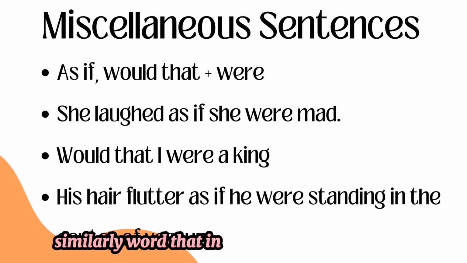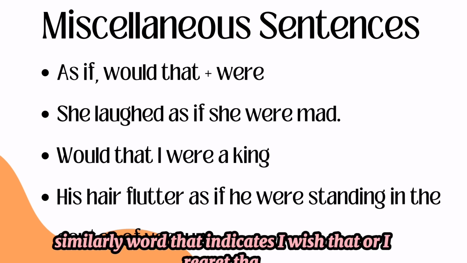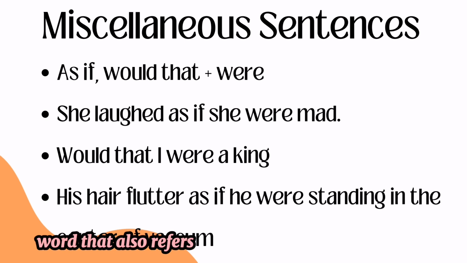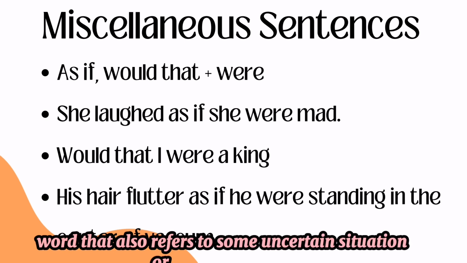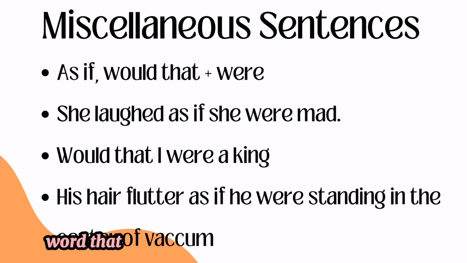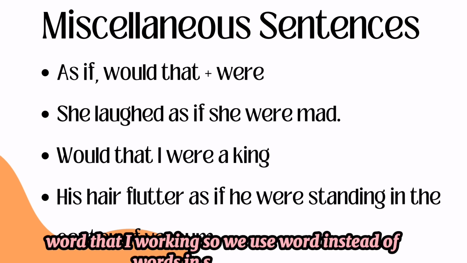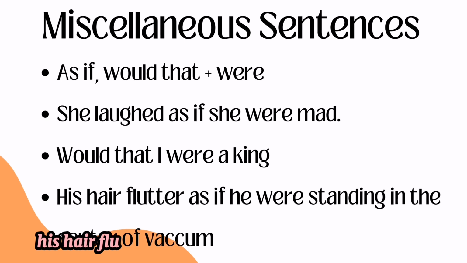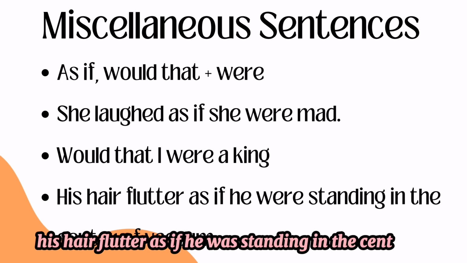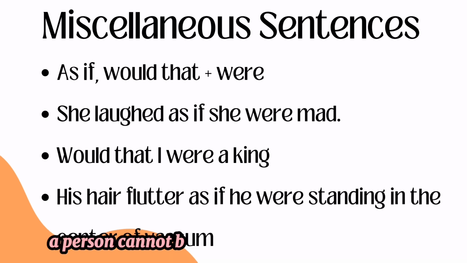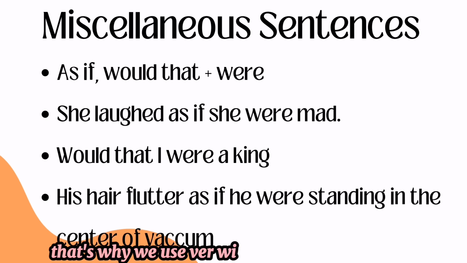Similarly, would that indicates I wish that or I regret that. Would that also refers to some uncertain situation or uncertain desire. Would that I were king. So we use were instead of was in such sentences. His hair fluttered as if he were standing in the center of a vacuum. A person cannot be standing in the center of a vacuum, so it is an unreal situation. That's why we use were with he instead of was.